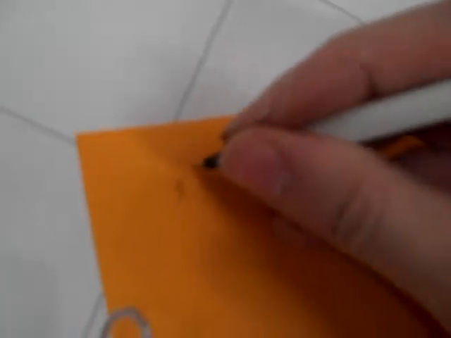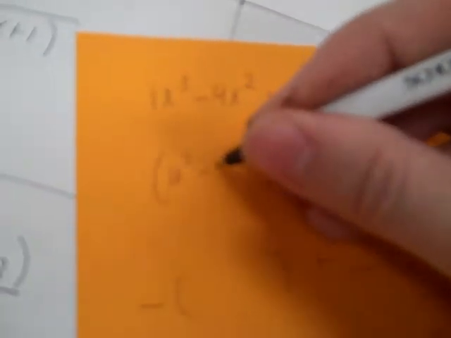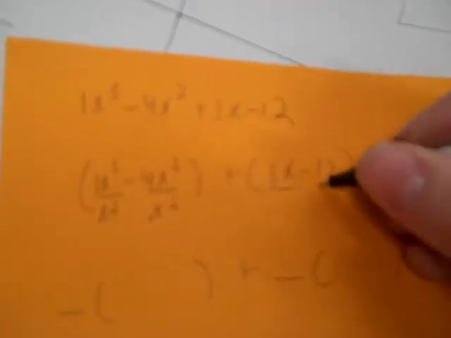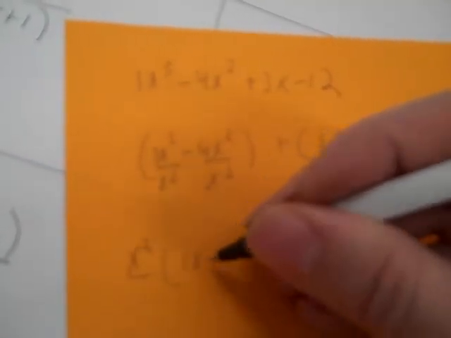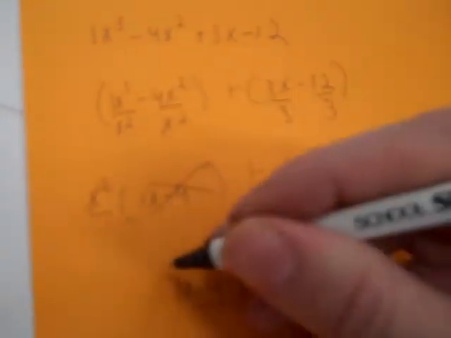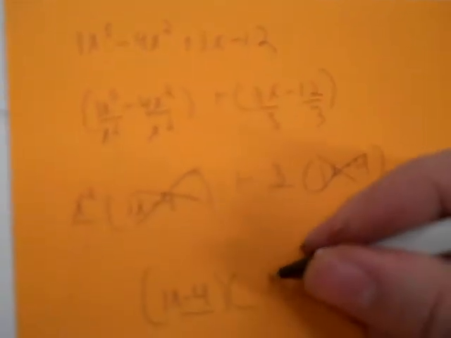Okay, so I have x to the third minus 4x to the second plus 3x minus 12. Okay, that's 4 terms, so we need to set up our grouping for that one. So we have 1x to the third minus 4x to the second, and then 3x minus 12. So I'm going to divide by x to the second, and I'm going to divide by 3. So x to the second pulls out, and 3 pulls out, and I get 1x minus 4. 1x minus 4 comes out, and then I get x to the second plus 3.